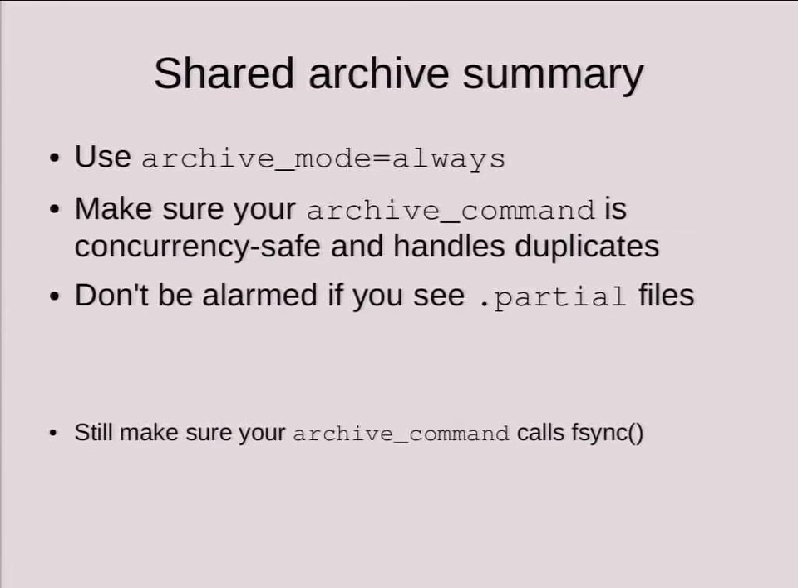So, summary on the shared archive problem: you can work around it. You can use archive mode always. Make sure your archive command is concurrency safe if you do that, and it handles duplicates, which means check that the files are identical and so forth. In 9.5, if you start to see these .partial files, if you don't know what you're doing, you can just ignore them. That's basically my advice. But it's good to have them. And still make sure your archive command calls fsync.